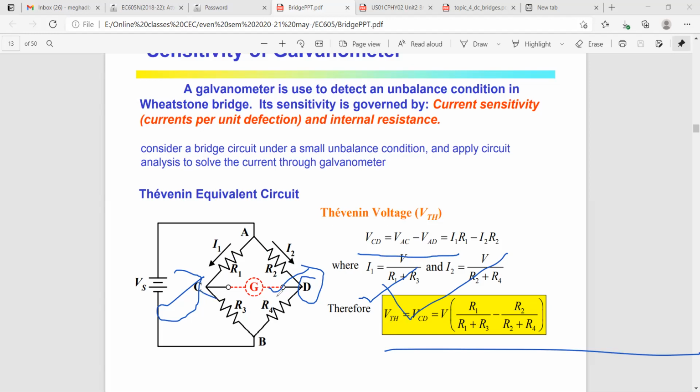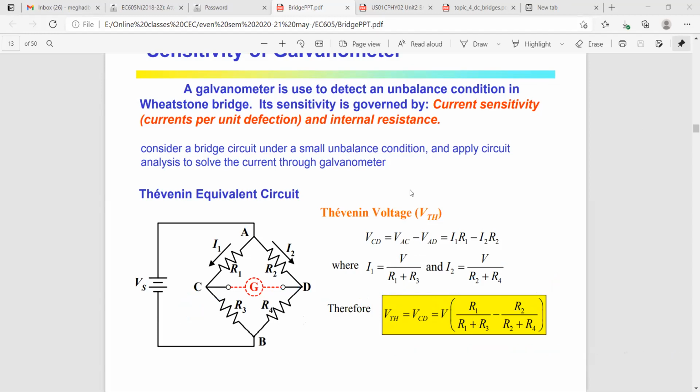So here the terminals are C and D. This equation is sometimes required if any problem comes, then you have to use this equation. This VTH equal to VCD. Now see, here my terminal naming is like this, ABCD. You can change the terminal names as per your requirement. It's not required that you have to use these only. But according to your naming, the names will automatically change, but the main focus will be exactly similar. Okay, so this is all about the Thevenin voltage VTH.